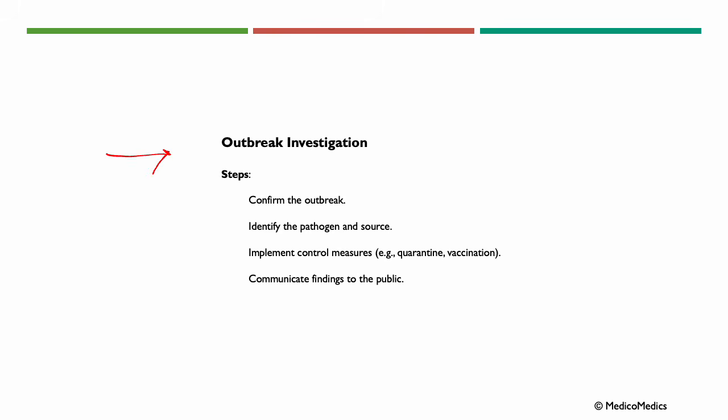During an outbreak, how do we investigate? So we have the following steps to adhere to. First, confirm the outbreak. Then identify the pathogen and the source. Third, implement control measures like quarantine or vaccination, etc. And of course, communicate findings to the public.